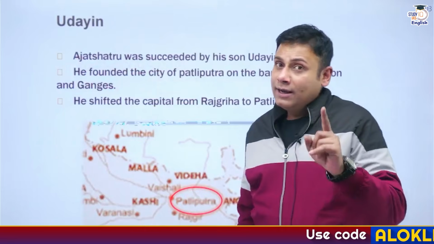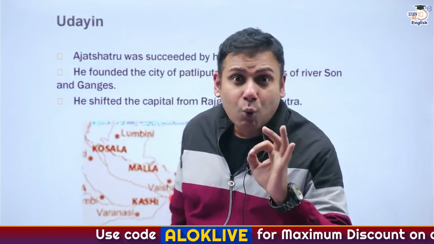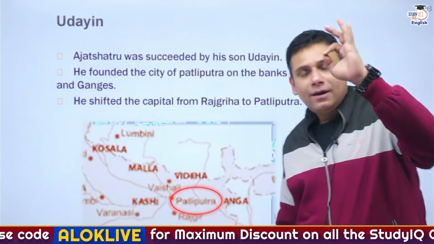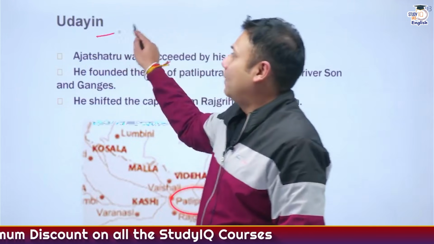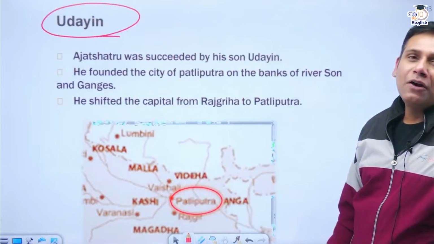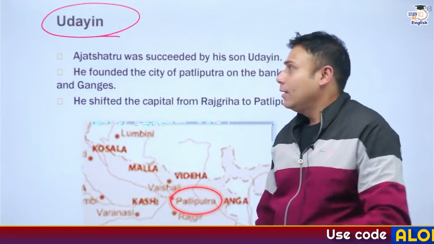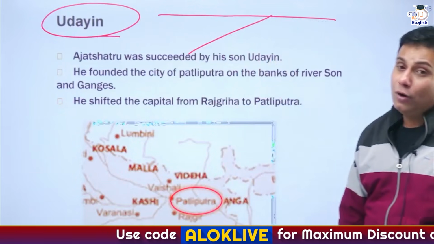By now, guys, I have told you Rajgriha was a capital. I didn't say Patliputra was a capital. Why? Because the credit for creation of the city of Patliputra goes to Udayan. He founded the city of Patliputra on the bank of river Ganges and Son. Like if this is the river Ganga, the right bank tributary of river Ganga is Son.